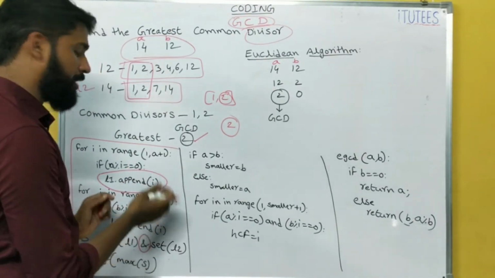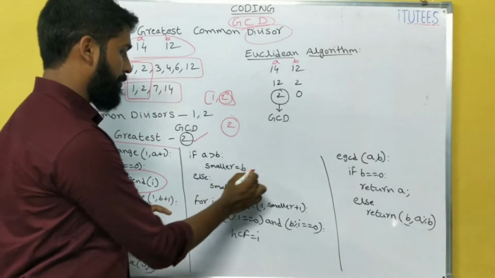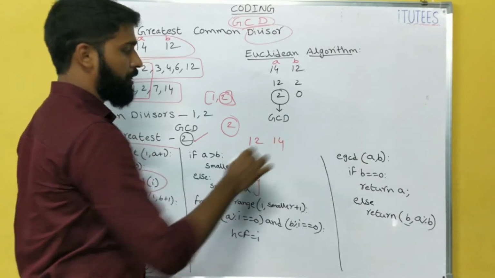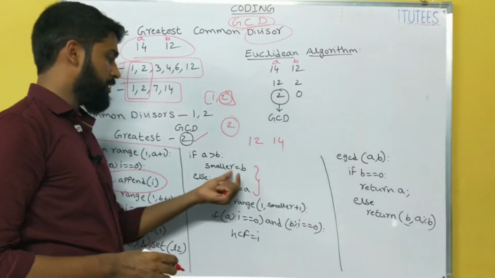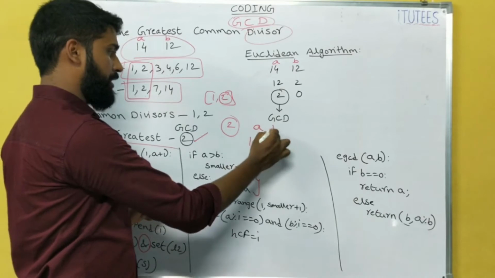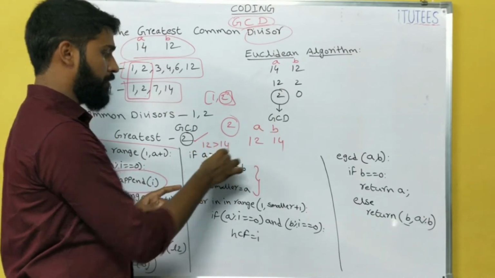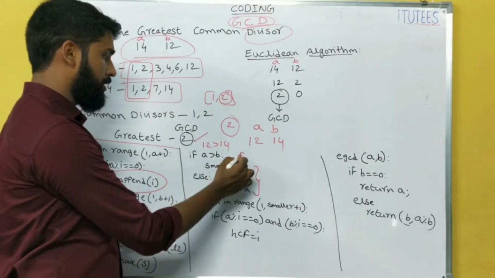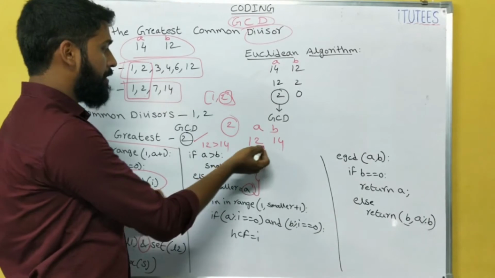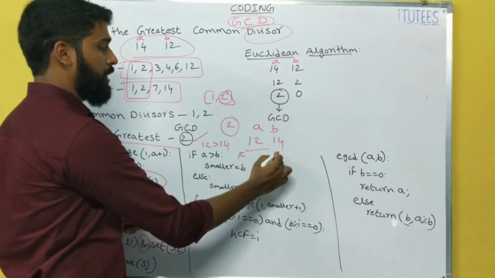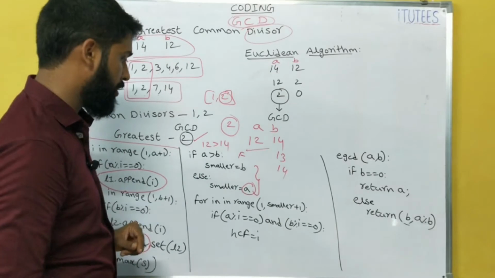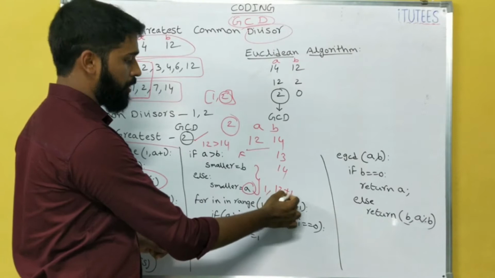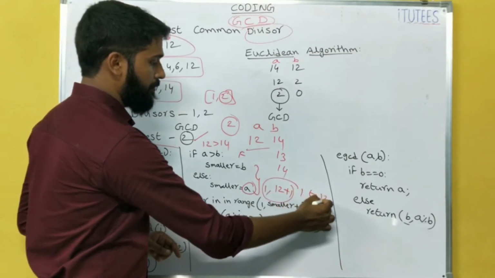This is also similar to the previous one, but here I first find which is the smallest number. For example, I am giving 12, 14. This is A, this is B. Is 12 greater than 14? That is false, so A is the smaller number. That means we can check up to 12; we don't check 13 and 14. So for i in range of 1 comma 12 plus 1, it returns 1 to 12.